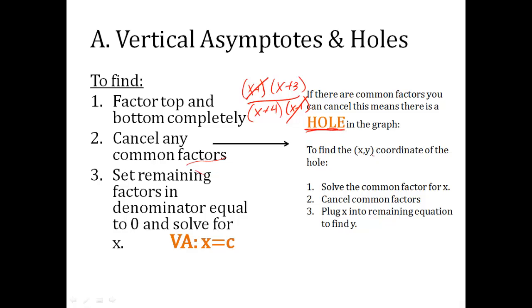To find the xy coordinate of the hole, you solve the common factor for x. So in this case, x minus 1 equals 0. That means x is 1. Cancel out the common factors, and then I plug that x into the remaining equation. What's left when I cancel it is x plus 3 over x plus 4. So I put this x that I solved for in there. 1 plus 3 over 1 plus 4 is 4/5. So that means the hole exists where x is 1 and y is 4/5. That's where the hole of the graph will be when I graph it.